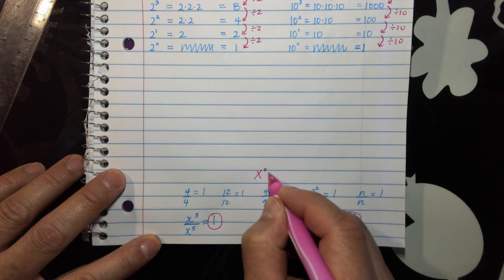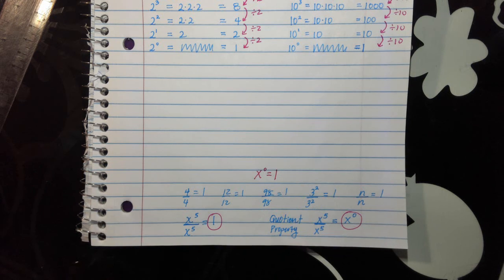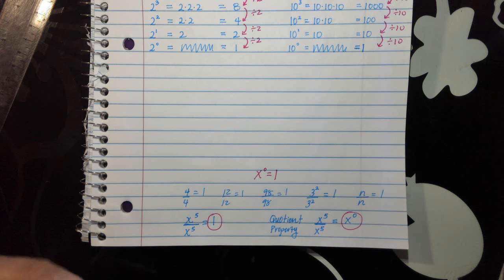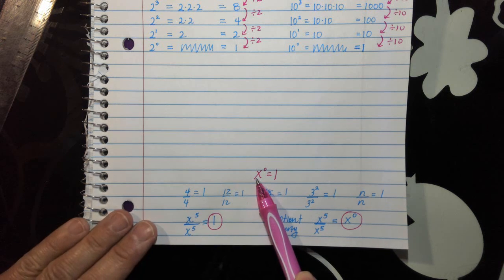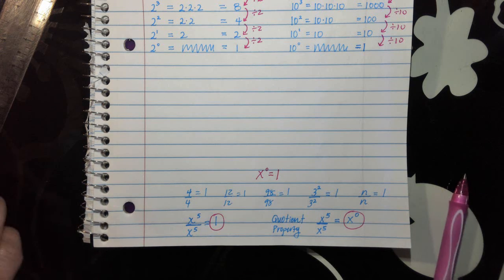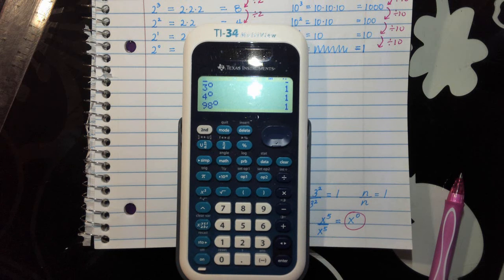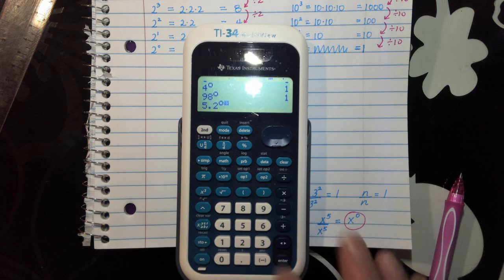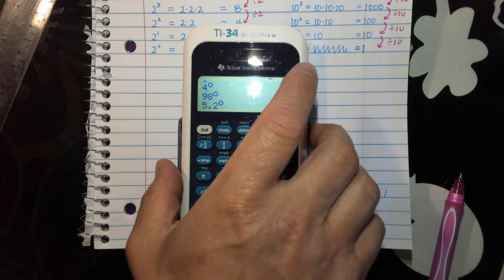Why is that important? X stands for any number. That's what variables mean, right? So any number to the power of 0 is always going to be 1. You solve that on the calculator. There's not a number you can think of where the answer is not going to be 1. 5.2. Even decimal. It doesn't even matter. Any number to the power of 0 is going to equal 1.